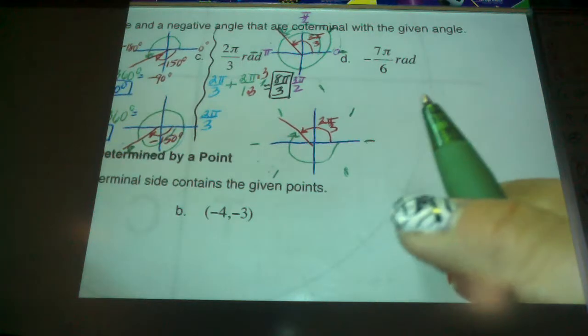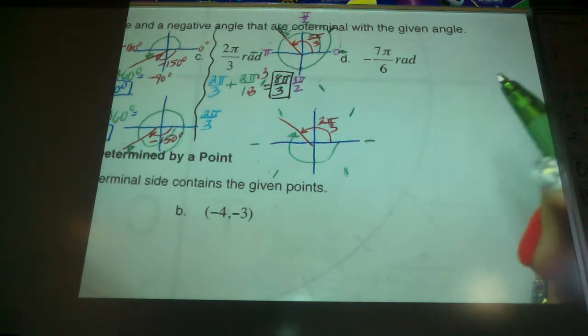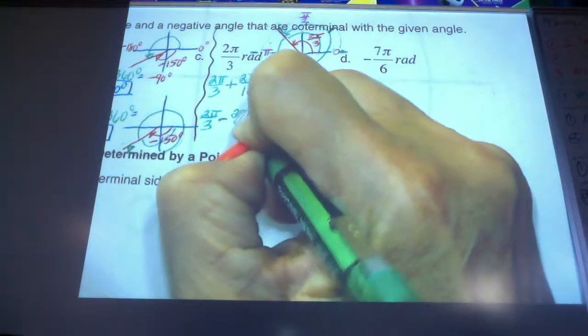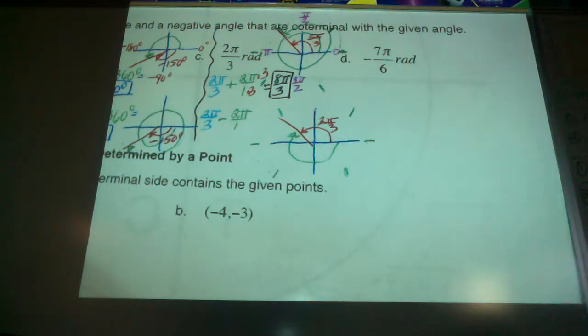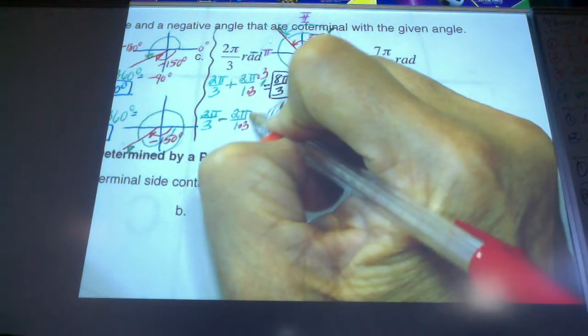What am I going to add or subtract? I'm going negatively, so do I add or subtract? I subtract. I'm subtracting a full revolution in terms of radians, so isn't that 2 pi? But I can't use 2 pi the way it is. I have to have a like denominator, which is 3. So I multiply this by 3 and that by 3.